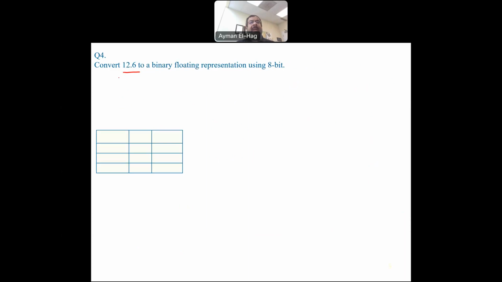Now, the fourth question here, we want to convert 12.6 into binary floating representation. Not just a binary number, but the binary floating representation using an 8-bit system. We will come to this.